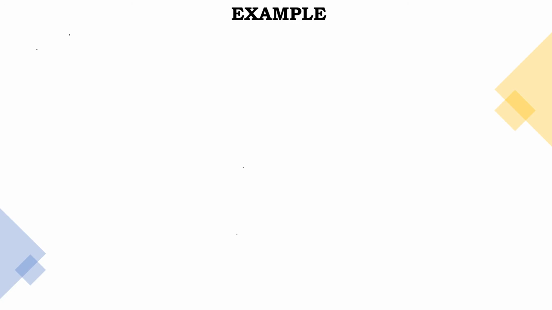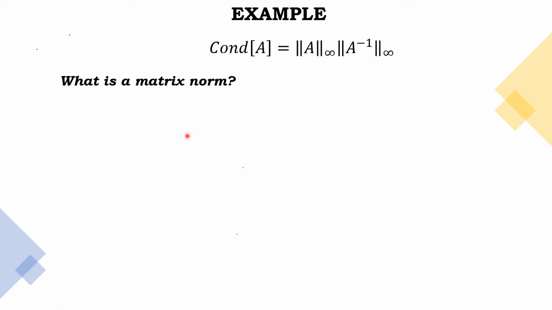Let's consider this example, and this time around, we are going to use this formula. The condition number of matrix A is equal to the norm of A infinity multiplied by the norm of A inverse infinity. As you can see, we are using infinity as our subscript. Now, let's find out what a matrix norm is. We have to give a brief definition of matrix norm since we are going to use it in solving the condition number. So, let's use a very simple example.